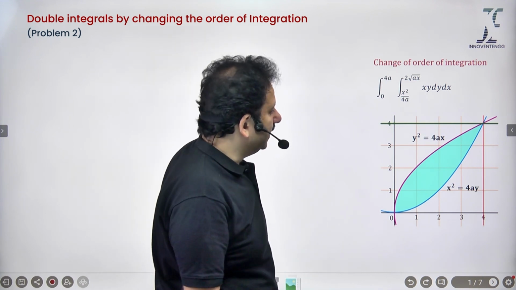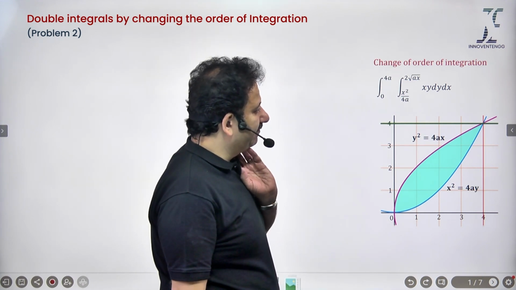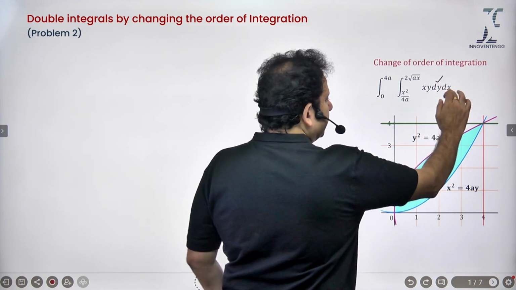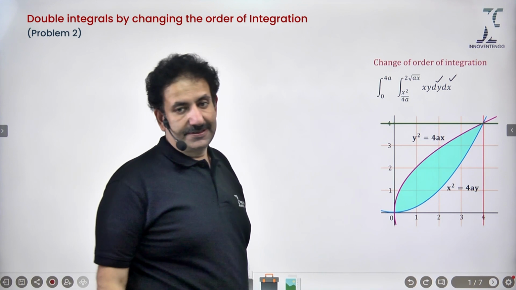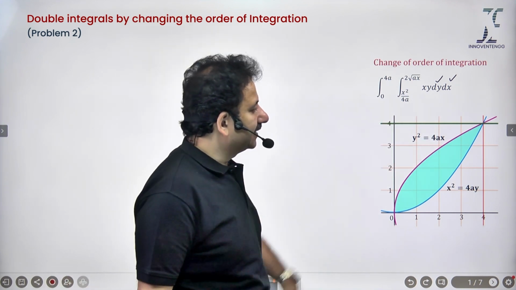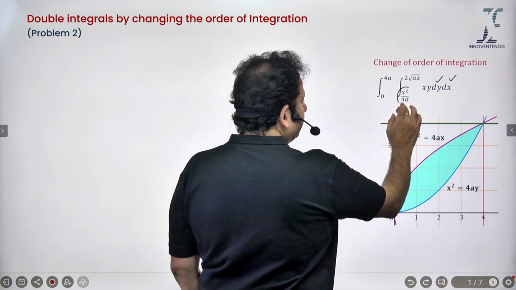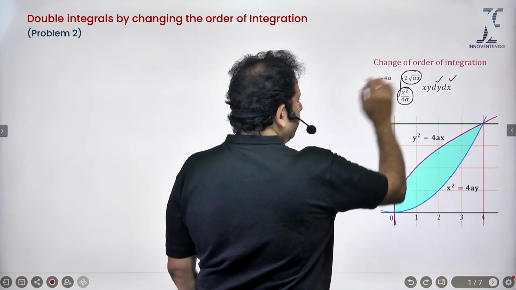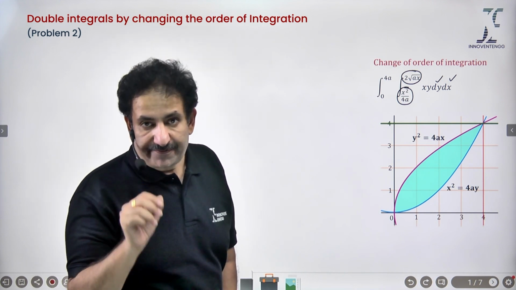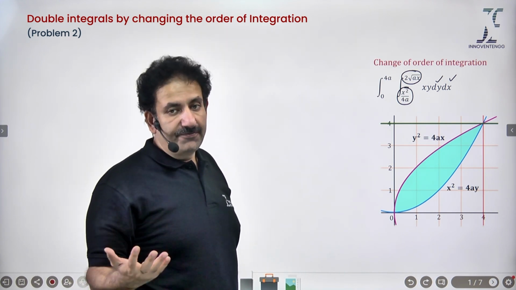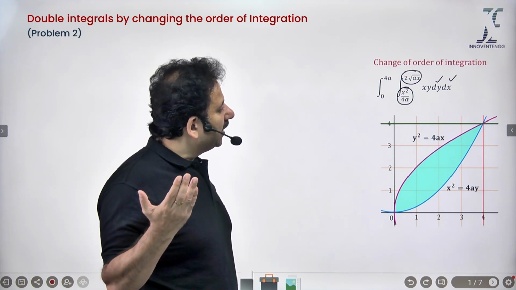Now the problem on hand is the integral given, where the integration is first with respect to y, then with respect to x. That is, y is the inner integral, x is the outer integral. And you can see that the limits defined for the inner integral are that of y, so obviously they are in terms of x. And the power is not equal to 1, so obviously it belongs to a curve.